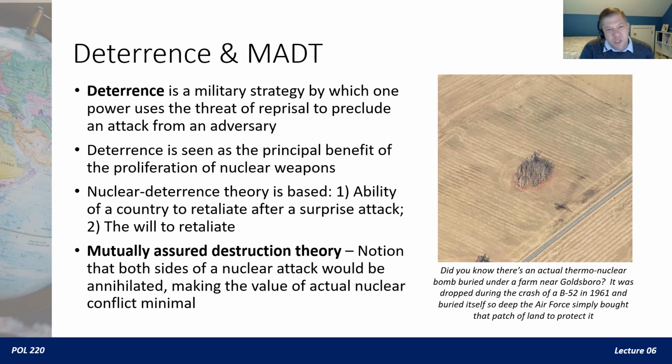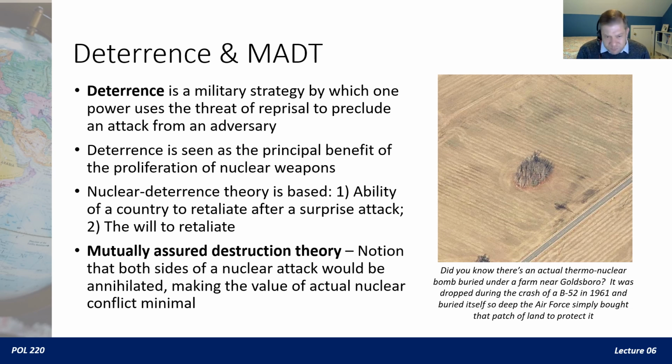So going back to this topic of deterrence. When we talk about deterrence, we're talking about a military strategy where one power uses the threat of reprisal to preclude an attack from another. This is generally seen as the principal benefit of nuclear proliferation. It's based on this idea that you have the ability to retaliate after a surprise attack. So if a country were to invade or challenge your sovereignty, you can attack swiftly and immediately with devastating impacts. And it's based on this assumption that there's a will to retaliate, right? That people are going to want to send missiles the other way.